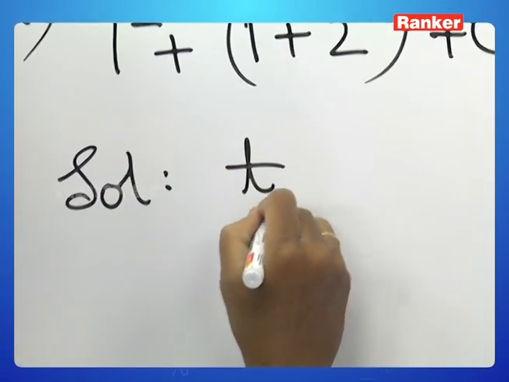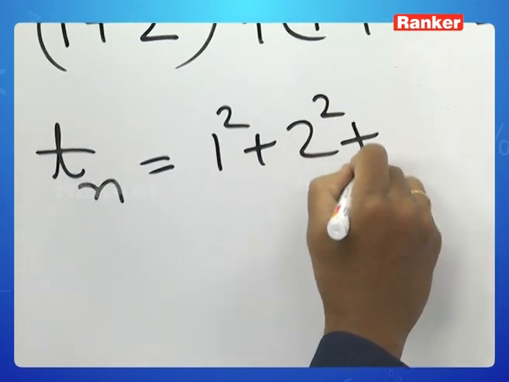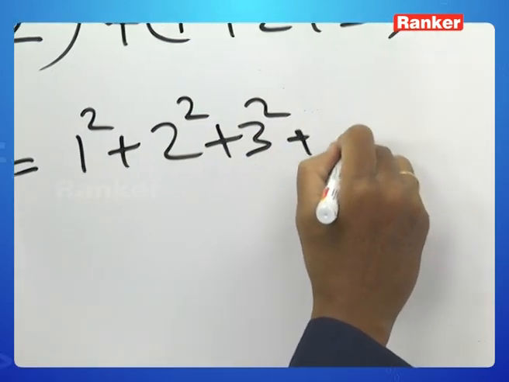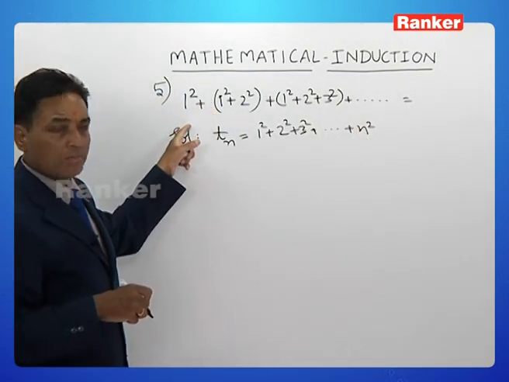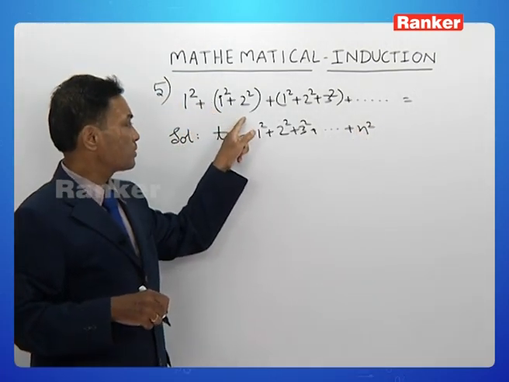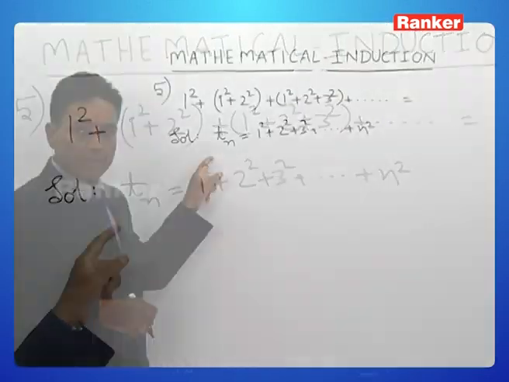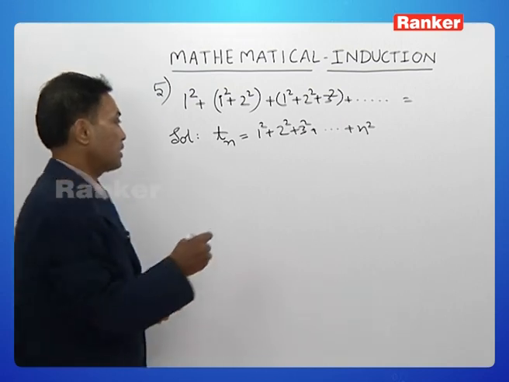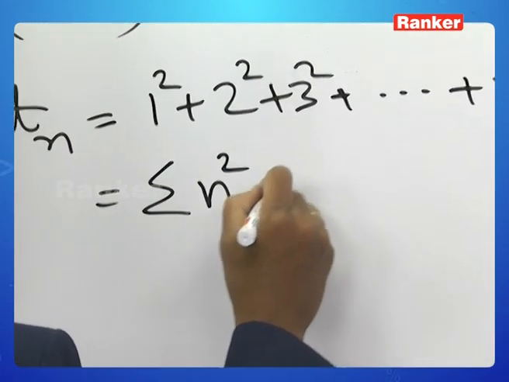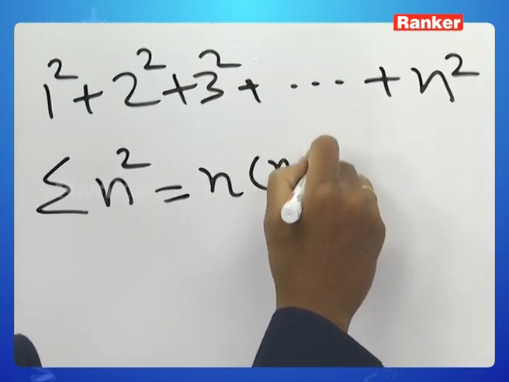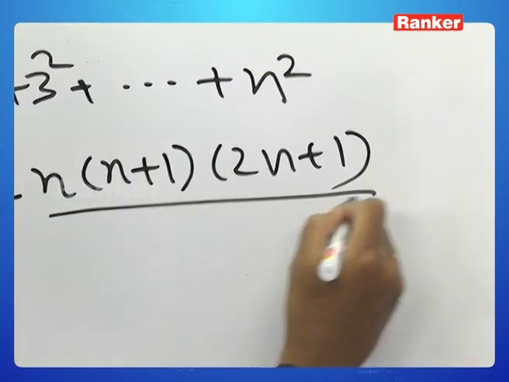So, what is the nth bracket or nth term? 1 square, 2 square, 3 square and so on up to n square. Because here you see, the first term is only 1 square, the second bracket is 1 square plus 2 square, the third one is 1 square, 2 square, 3 square. So, the nth bracket definitely contains sigma n square. Now, what is this? Sigma n square is n into n plus 1 into 2n plus 1 by 6.